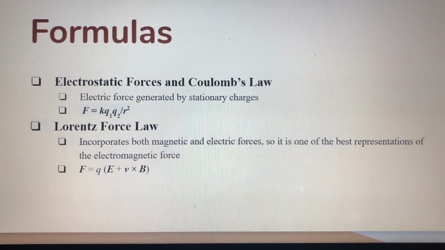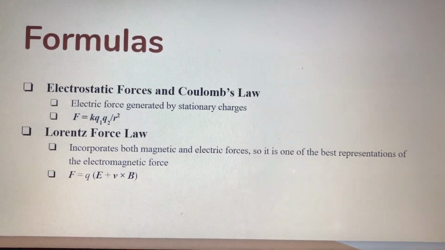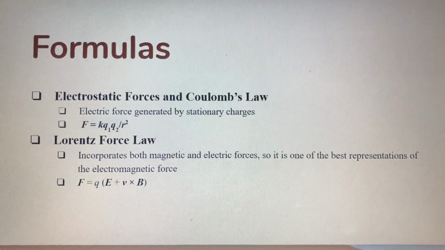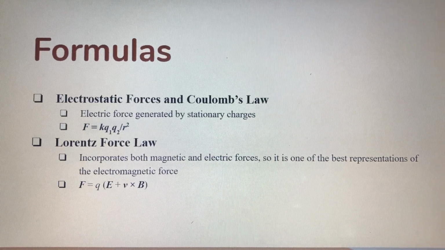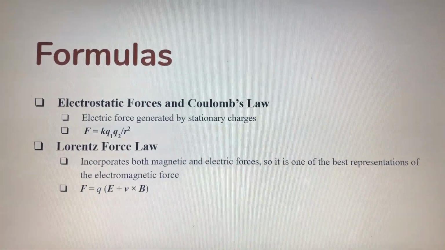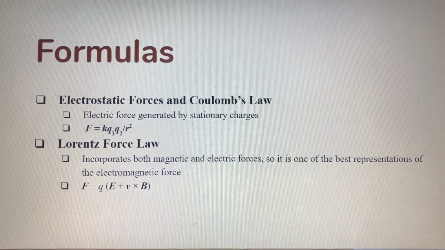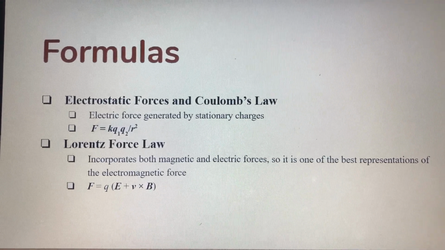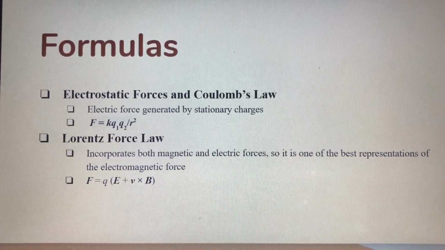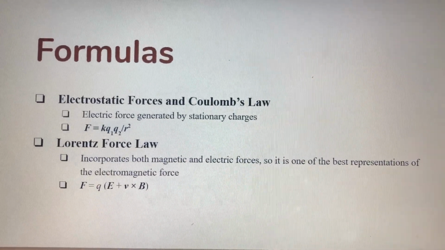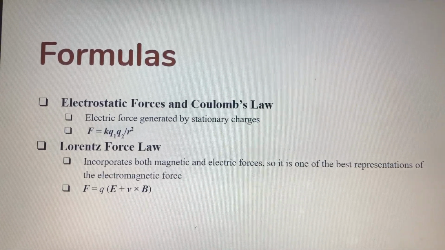The second formula associated with this is the Lorentz force law. It incorporates both magnetic and electrical forces, so it is one of the best representations of the electromagnetic force. The formula reads F equals Q times (E plus the cross product of V and B), where E is the electric field, V is the velocity of the particle, and B is the magnetic field.